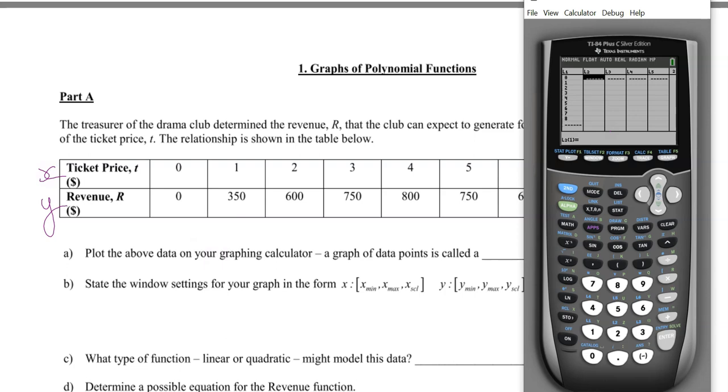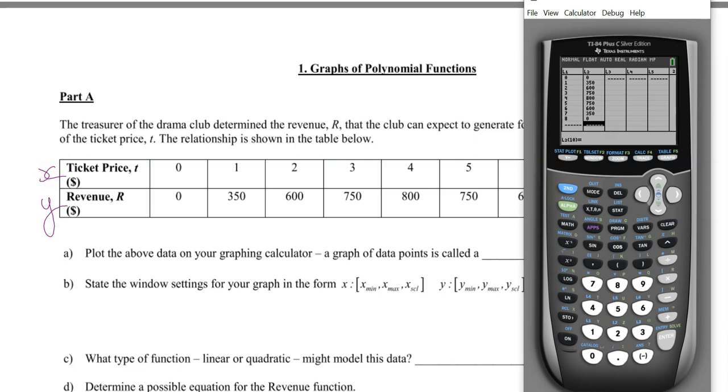And so our revenue is 0, 350, 600, 750. You can just look at yours because you've got the whole thing in front of you. But I think it's 600, 350, and 0. So I guess that's saying if you charge $8, nobody's going to come. Your revenue will still be 0. You're going to take in no money, nobody's going to buy a ticket.